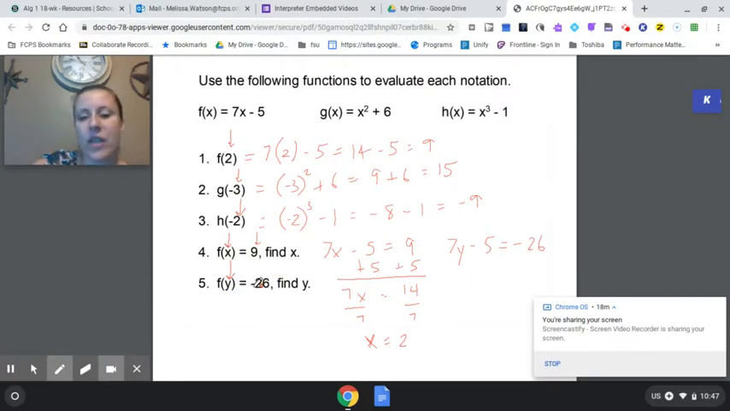All right, let's solve that equation. So add 5 to both sides. We get 7y is equal to -21. And divide both sides by 7. And we get y equals -3. So when you put -3 in for x into f's function, we should get out -26. So you could always check yourself, plug that -3 in for x. 7 times -3, that gives me -21, minus 5. -21 minus 5 gives me that -26 that we're supposed to get for the output. That's perfect.